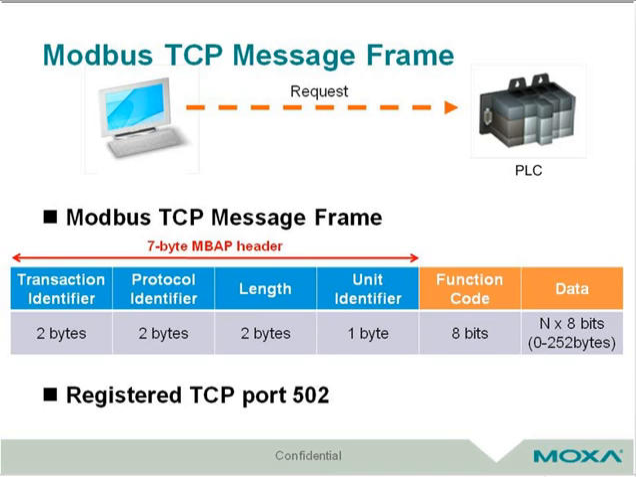The third part is length. The length field is a byte count of the following fields, including the unit identifier and the data fields. The last part is the unit identifier. This field is used for intra-system routing purposes, and I will explain the details later. And the Modbus TCP messages are sent via TCP on the registered port 502.